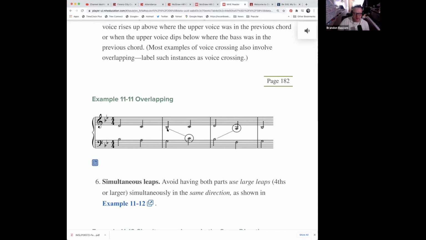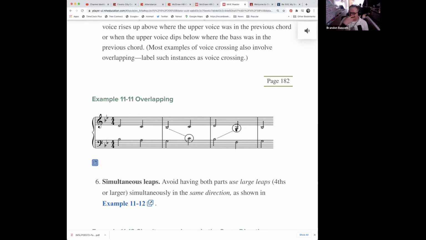So sopranos had a B flat, then they go to C, then they go to D. Basses had a G, then they go to the C, which is higher than the soprano's last note. That's overlapping, which we're going to label voice crossing, but we're going to avoid it. Here the basses had a B flat, and then in the next pitch, the sopranos thought that they could be cool and be lower than the basses. What? No, that is not allowed. Do we get overlapping? It's kind of confusing, but do you get it?